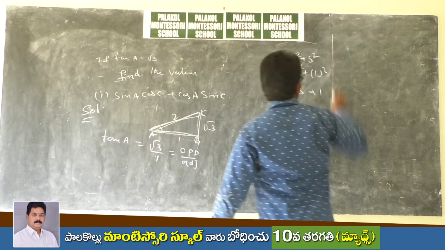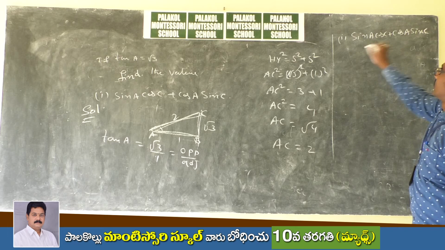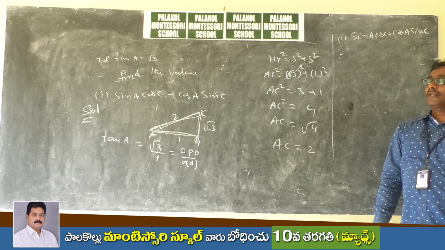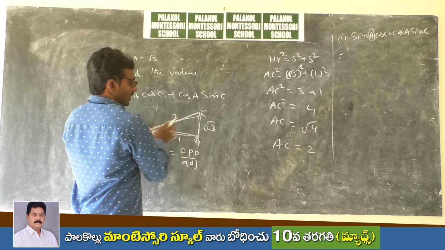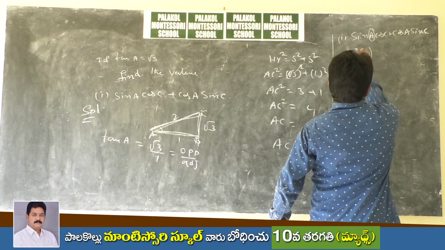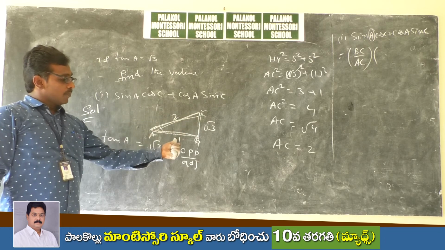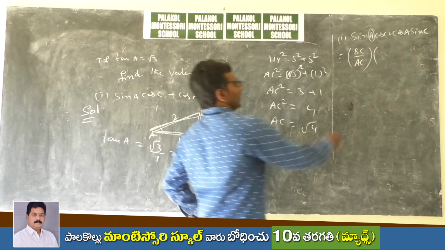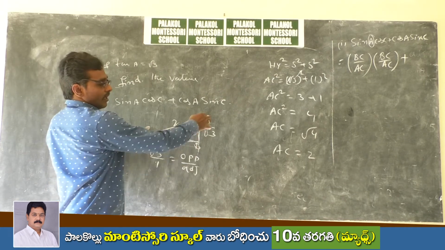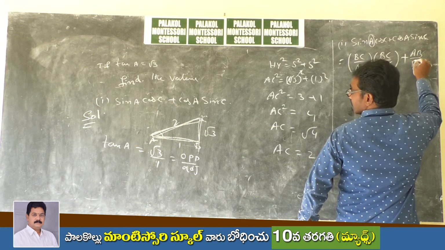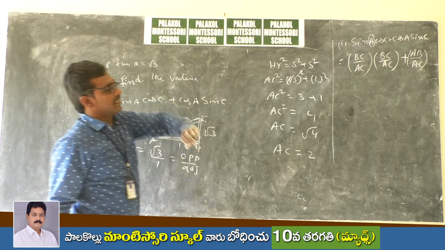Now which one do you find out? Sin A cos C plus cos A sin C. Sin ratio formula: opposite side by hypotenuse. Here the angle is A. A's opposite side is BC and hypotenuse AC. So BC by AC. Cos according to C. This is C. This is opposite to A, but you want this side. BC by AC. Plus cos A. Cos A is adjacent side AB by AC. Sin C. Sin C is opposite side AB by AC.